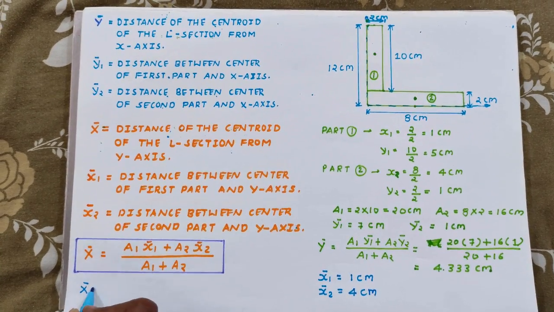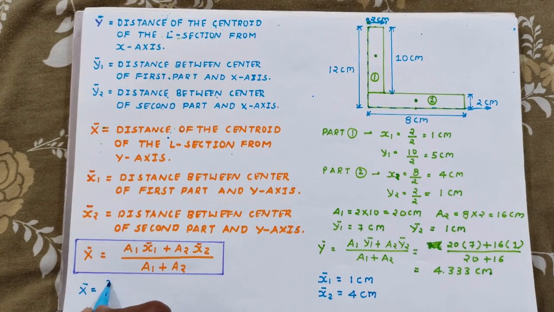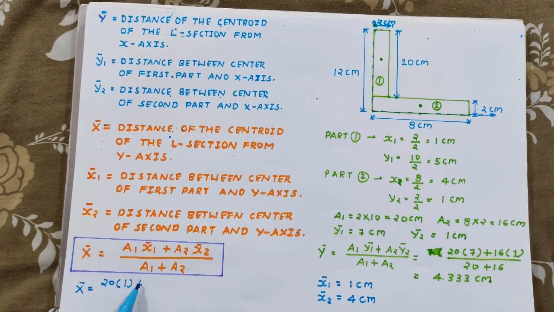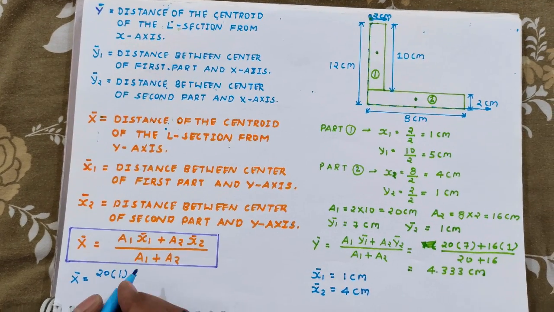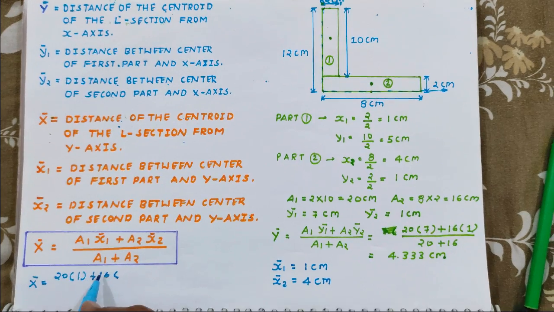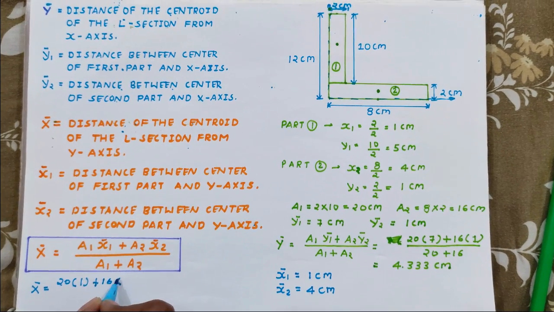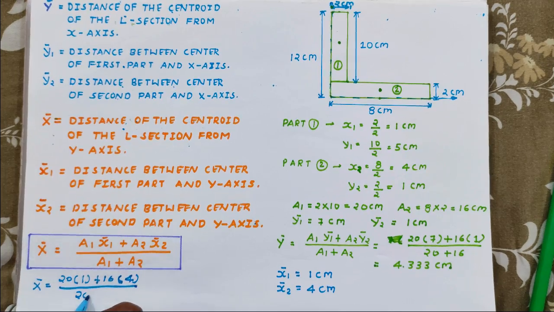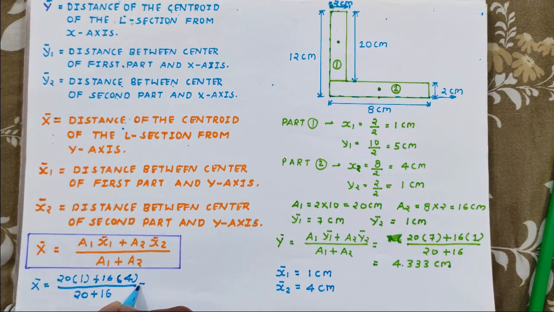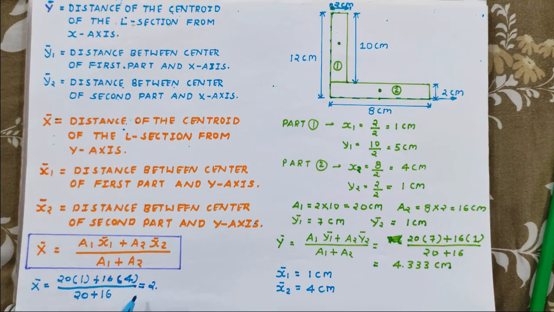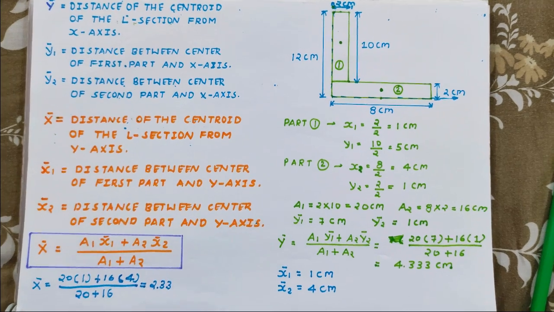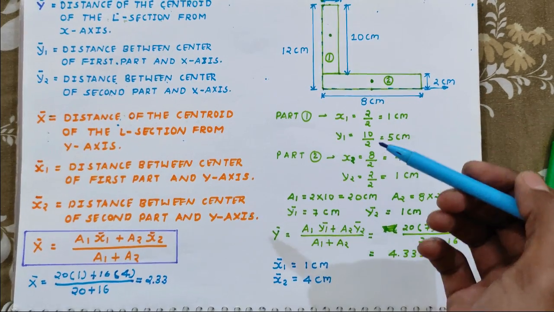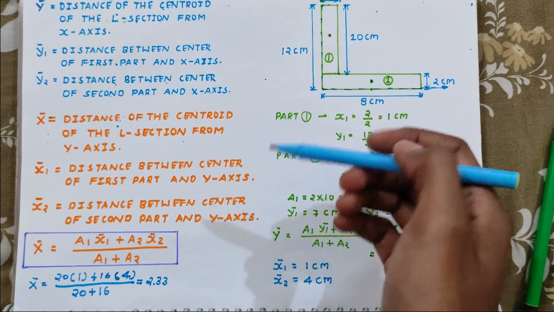Now simply we have to put this data into this formula. So x bar equals a1, which is equal to 20, x1 bar 1 centimeter, plus a2 equal to 16 centimeter, and x2 bar, which is equal to 4 centimeter, upon a1 plus a2, 20 plus 16. You will get 2.33 centimeter.